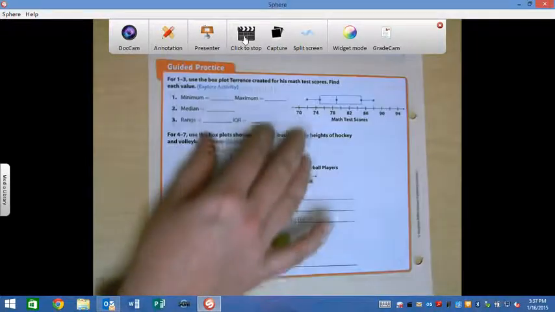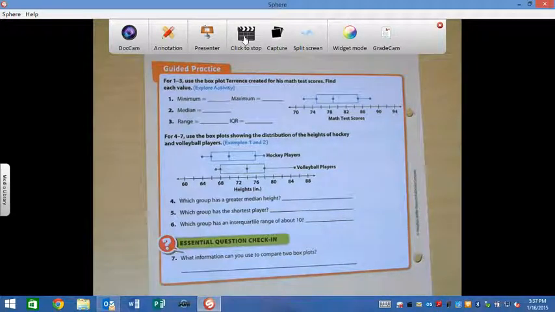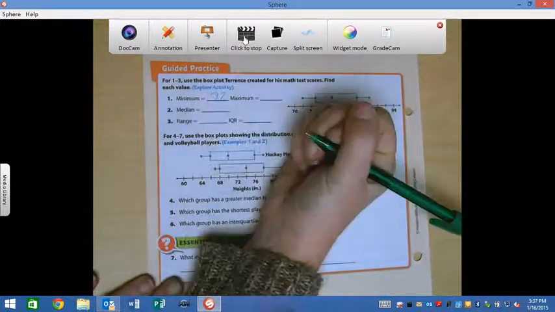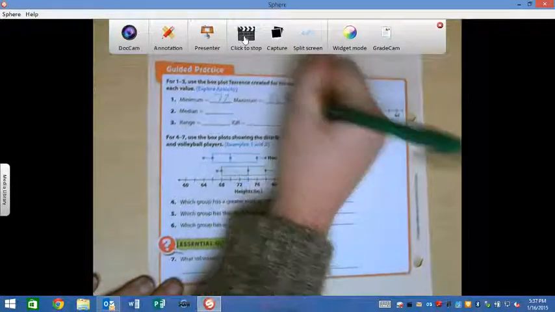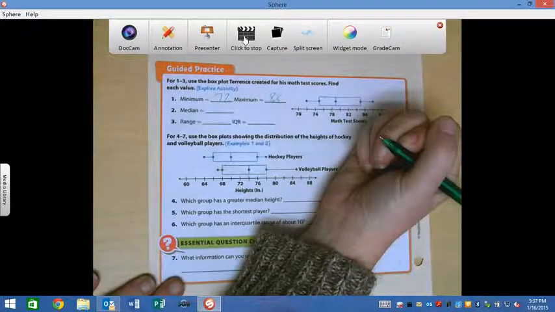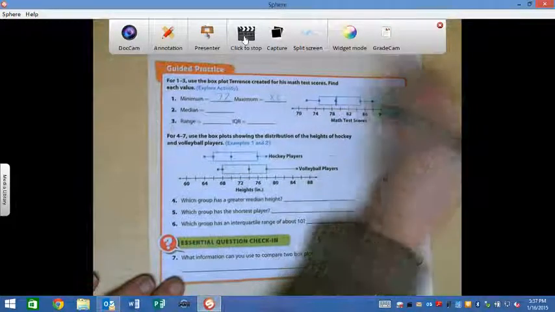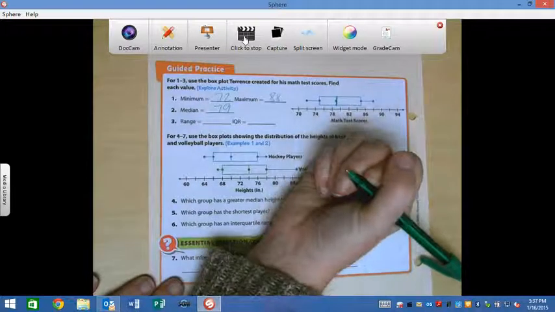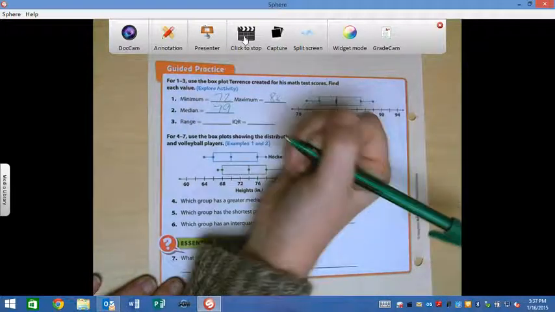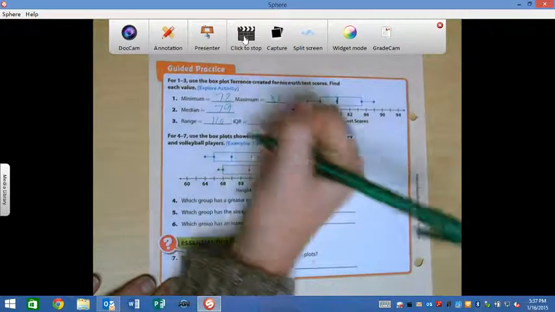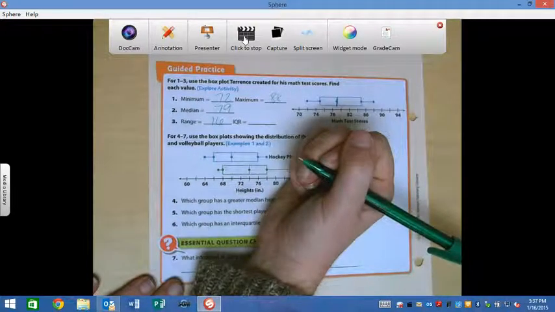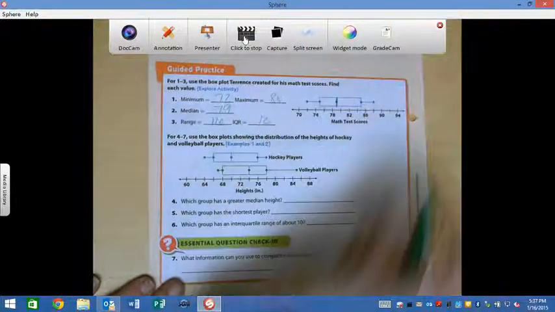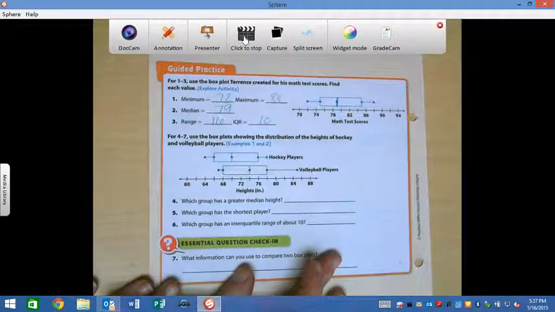Now, for your guided practice, quickly, your minimum is 72, your maximum is 88. Your median, that's this right here, is going to be 79. Your range is going to be 16, and your IQR, or your interquartile range, is going to be 10. So that's all you needed to do for 1 through 3.